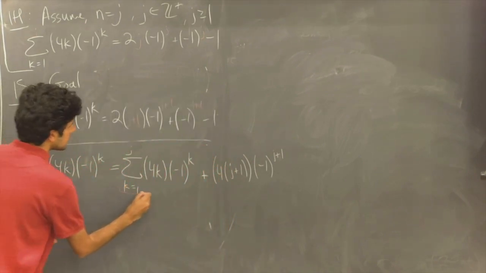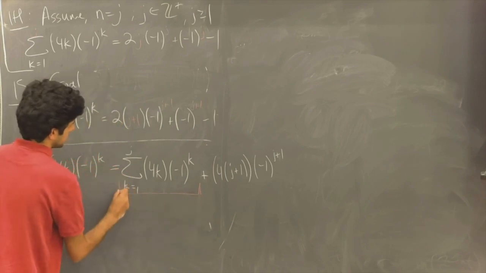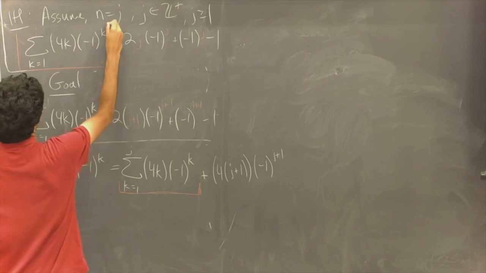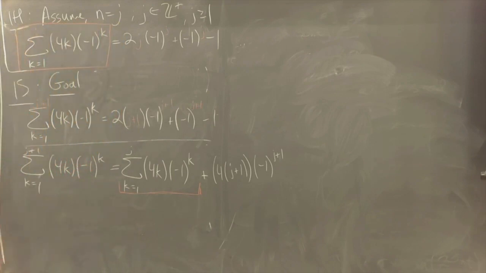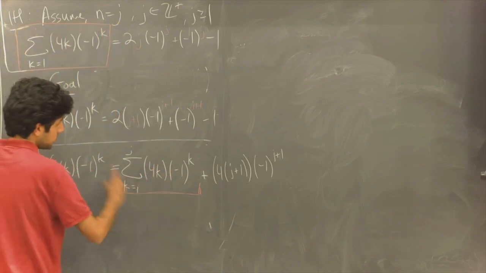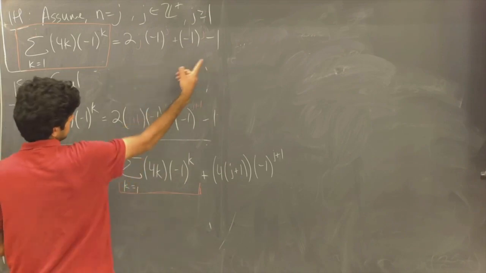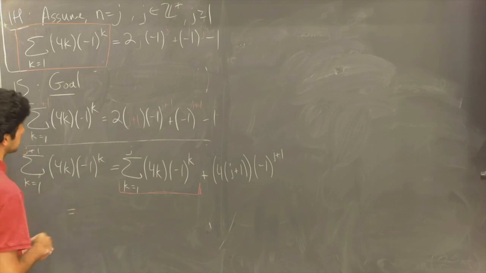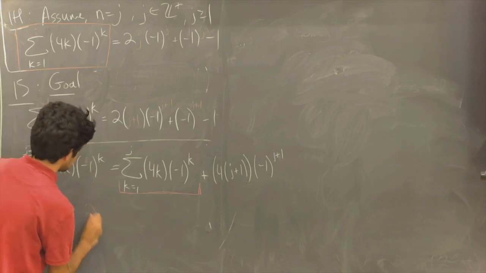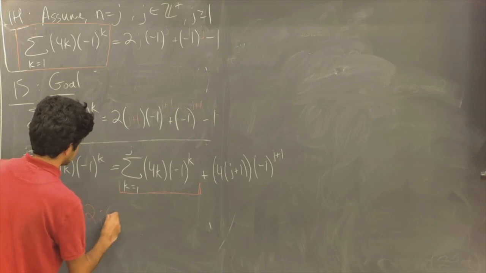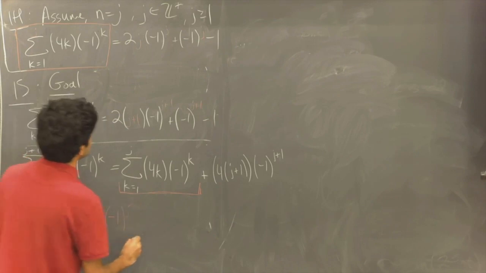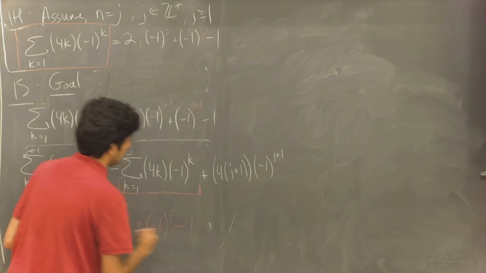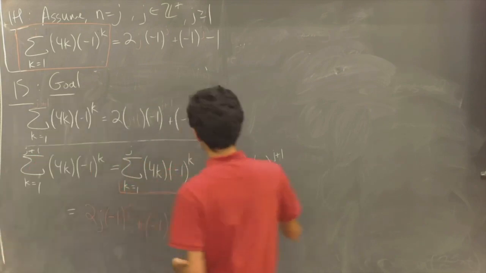So now this is what I've assumed up here. That is the left-hand side of my assumption. So I can remove this entire summation and just replace it with the right-hand side, because I've assumed an equality. So this will be equal to 2j times negative 1 to the j plus negative 1 to the j minus 1 plus this term here.